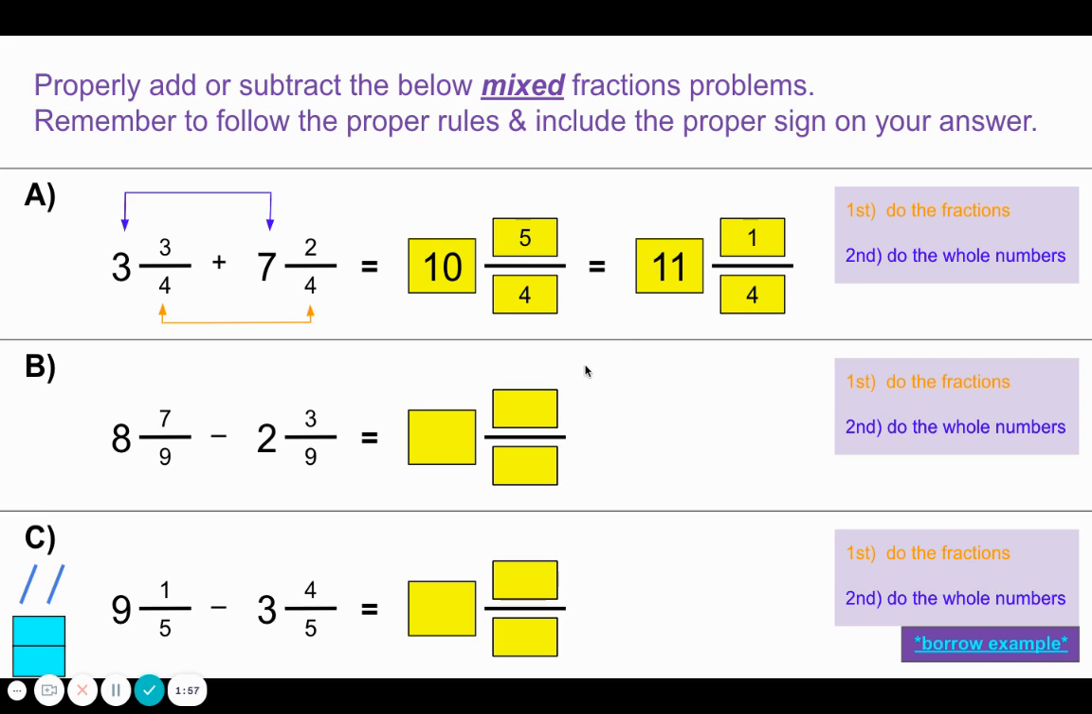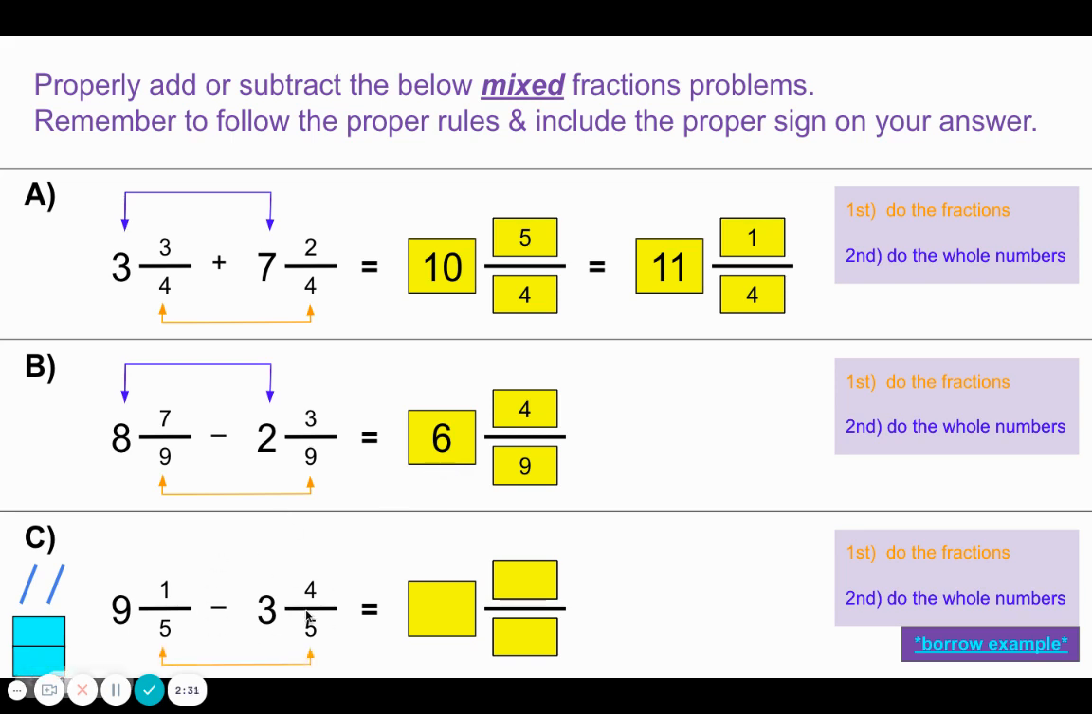All right, let's take a look at a few more examples here. All right, this time there's a subtraction issue. So let's take a look at the fractions. You got 7/9 minus 3/9. It's very doable. 7 minus 3 is going to give you 4/9. And then 8 minus 2, just subtracting the whole numbers, is going to give you 6. Easy. Done.